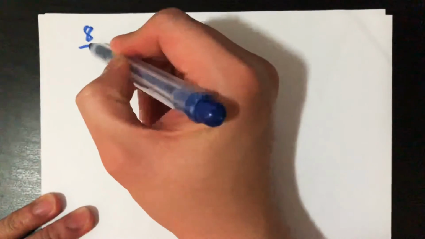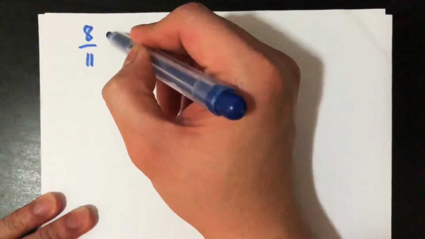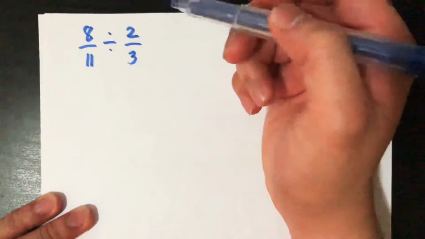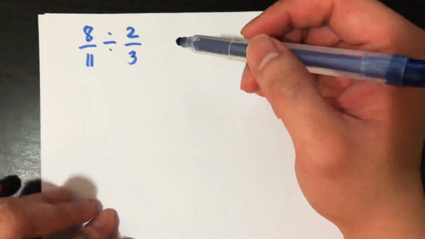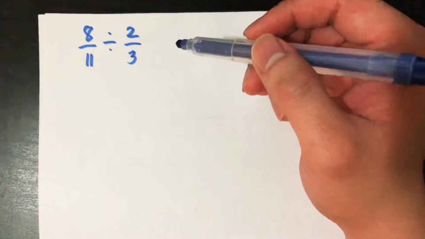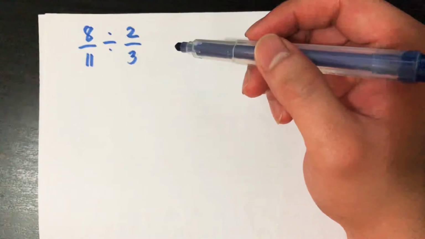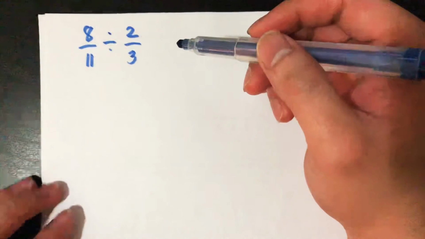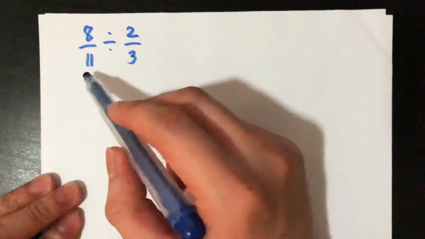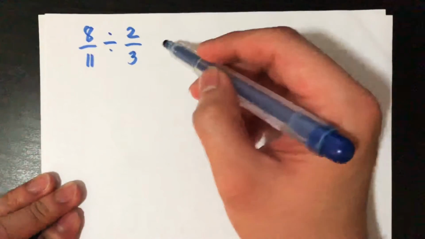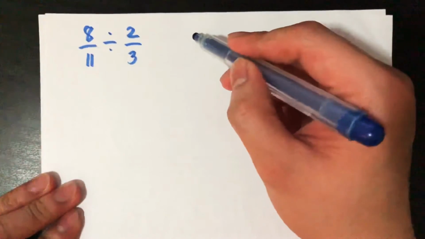So we have now 8 over 11 divided by 2/3. Okay? Now, just like multiplying fractions, dividing fractions is quite straightforward, but there is a little trick that we need to do. Now, take a look at this one. This part is called the divisor. So, the first step is get the reciprocal of the divisor.